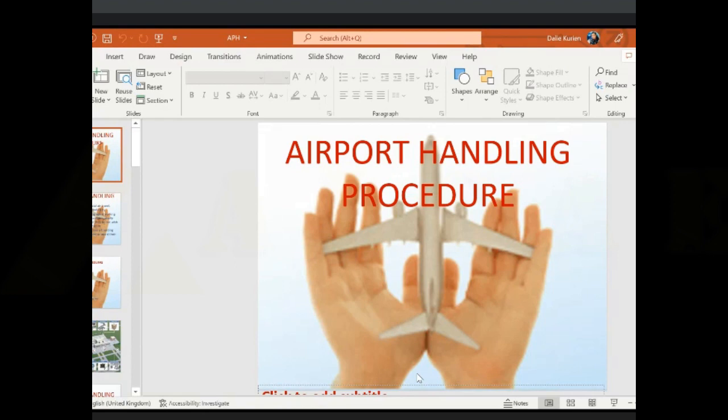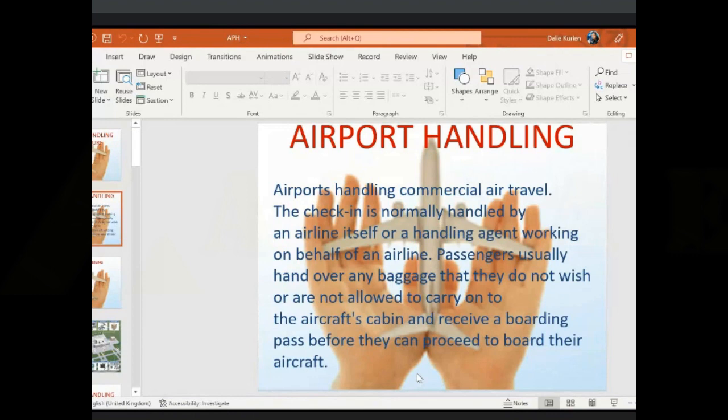So quickly moving on, airport handling procedures. What is an airport handling procedure? What at all does it consist of? How do you proceed for airport handling? All those things will be discussed in this slide. So first one, airport handling.